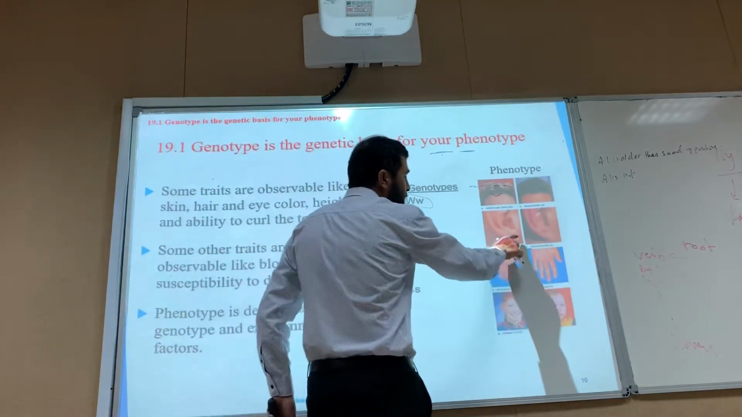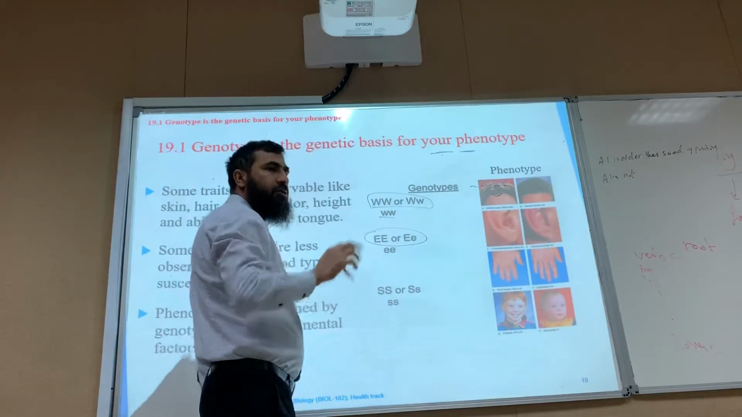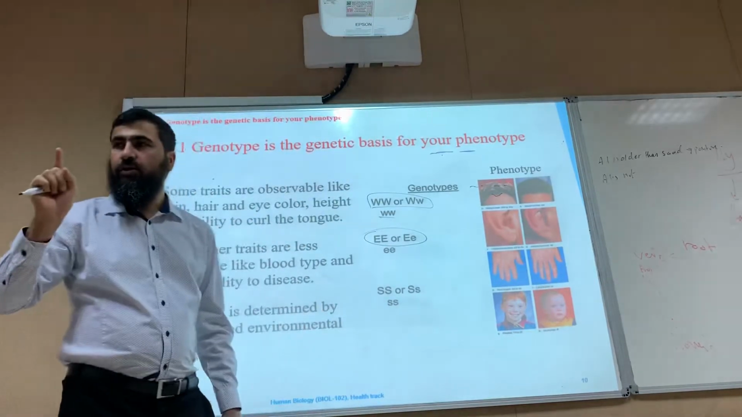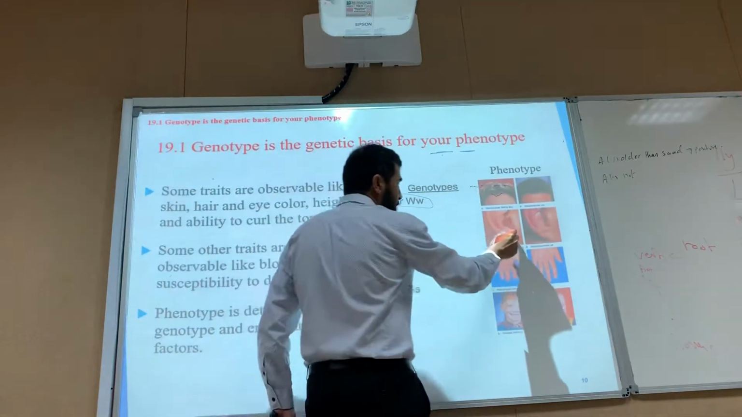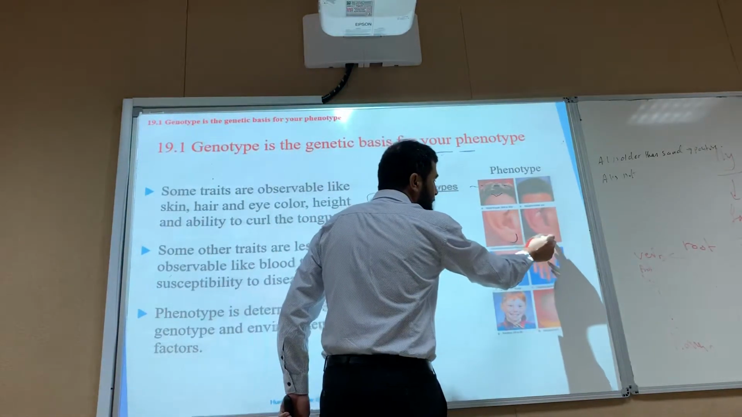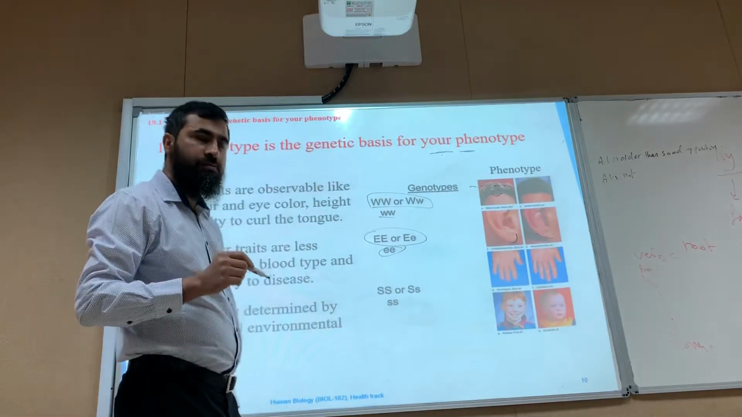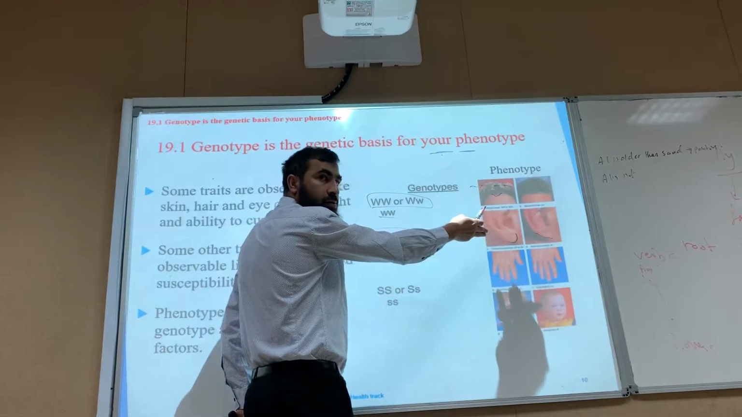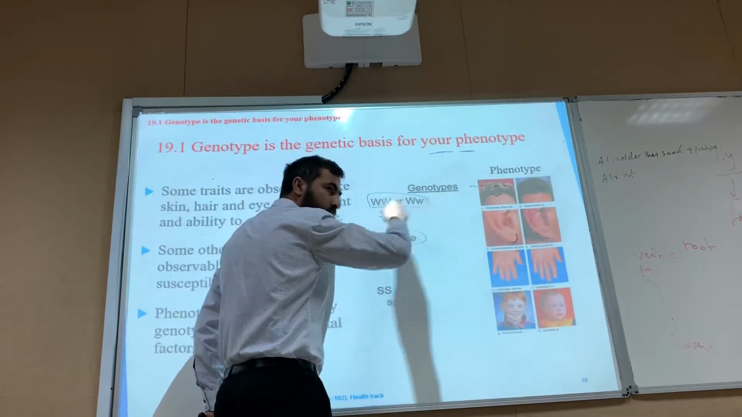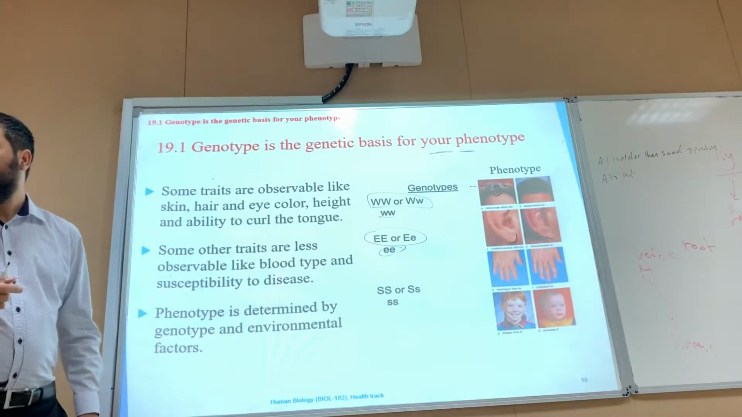Here, as I said, the attached earlobes, okay? You need to have either homozygous dominant or heterozygous dominant to get unattached earlobes. If you have the attached, you need the recessive. You will be homozygous recessive, all right? So this is the genotype, this is the phenotype. We understand now the difference between genotype and phenotype? Yeah, I know the difference.